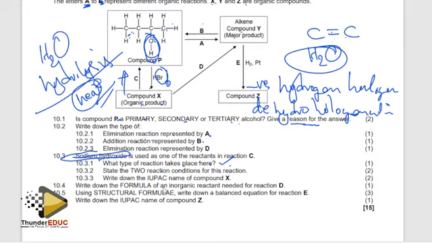Write down the formula of organic reactant needed for reaction D. Reaction D. What is reaction D? They're saying write down the IUPAC name of organic compound at D. So you have this, you form this. How will I know the number of carbon atoms? Do you have to specify hydrolysis, like hydrolysis with water or base? When you say hydrolysis, definitely you are talking about using water. When you say hydrolysis, it's enough, you have said using water.